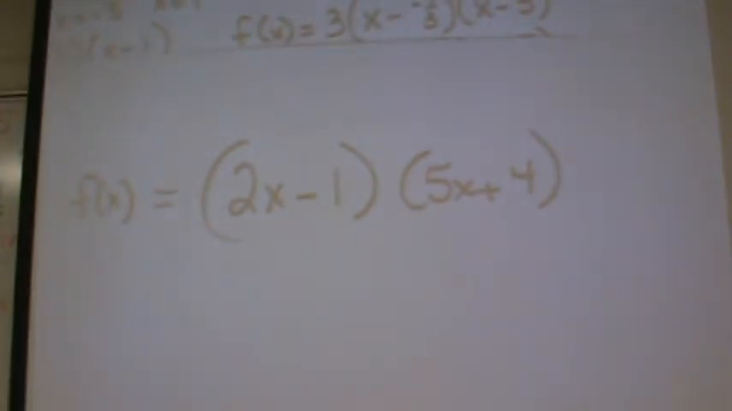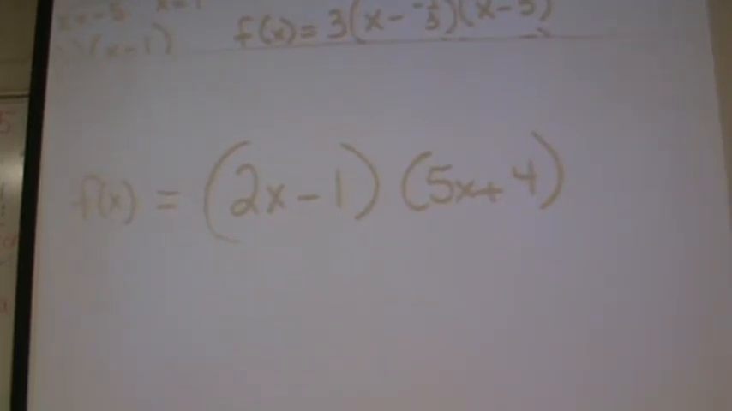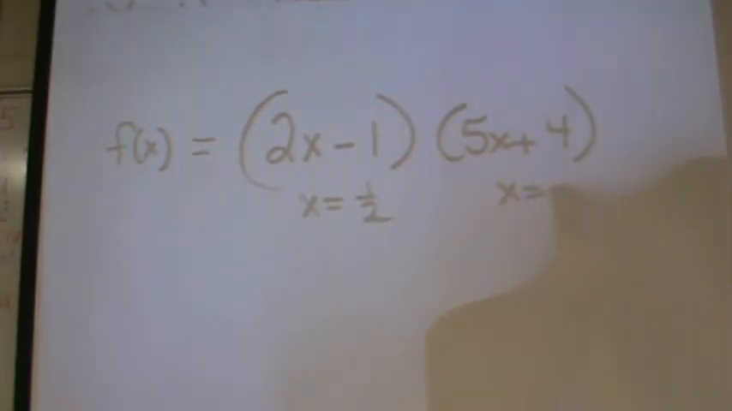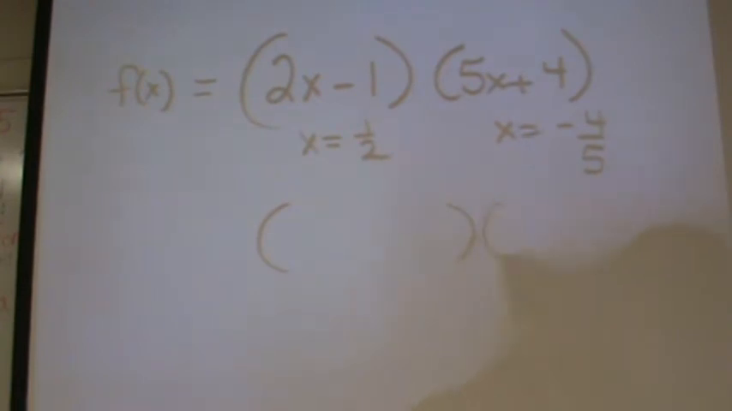Do you know how to write this in x-intercept form? It's factored, but it's not in x-intercept form. You guys know how to do this now. What are your two x-intercepts? What are they? 1/2 and negative 4/5. Okay, so how are you going to write this?